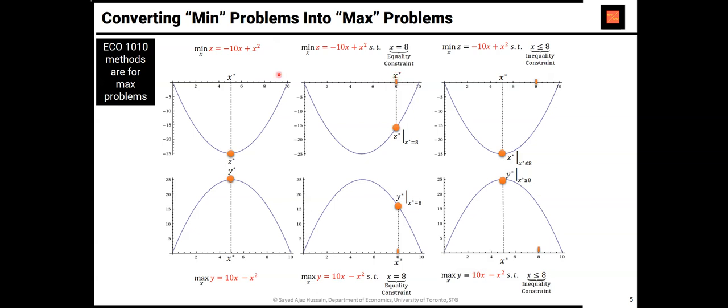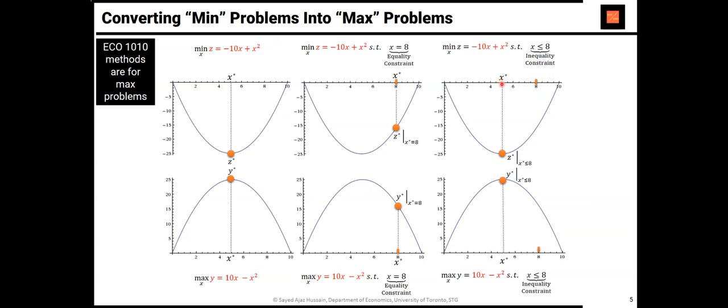The x star that I get here is the same x star whether I minimize z or maximize y. The x star I get is the same whether I minimize z subject to x equal to 8 or maximize y subject to x equal to 8. So you only multiply the objective by minus 1. And same thing here, you flip the objective.